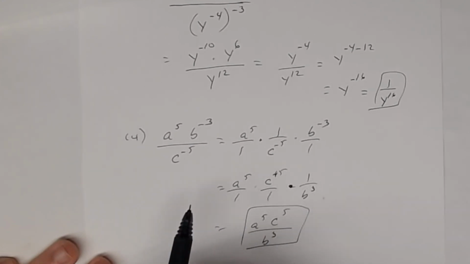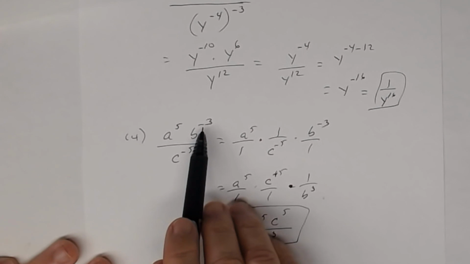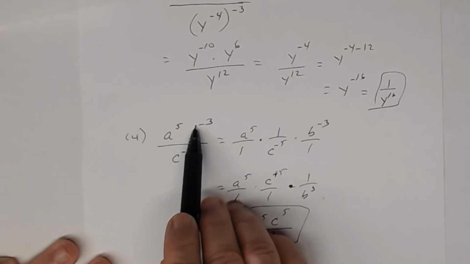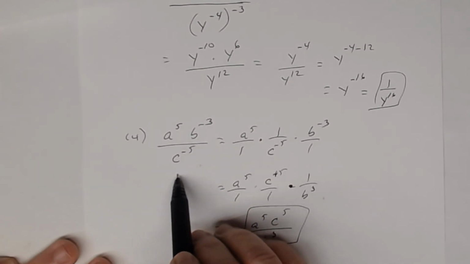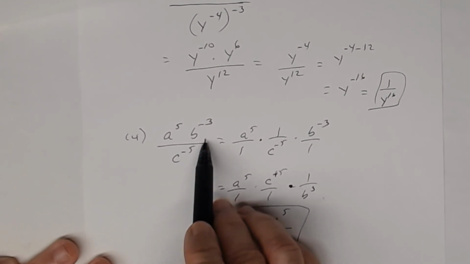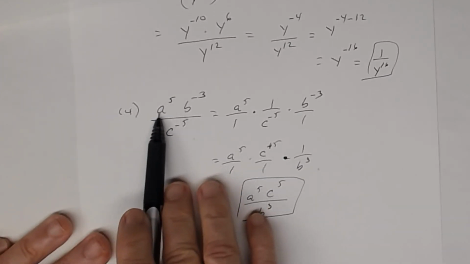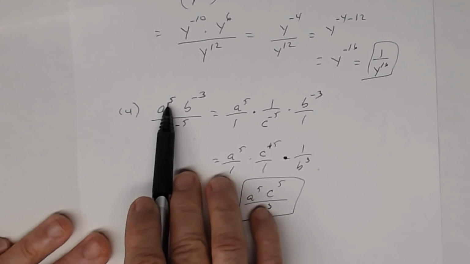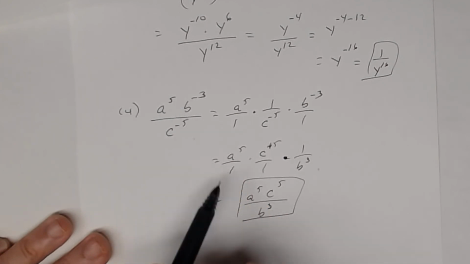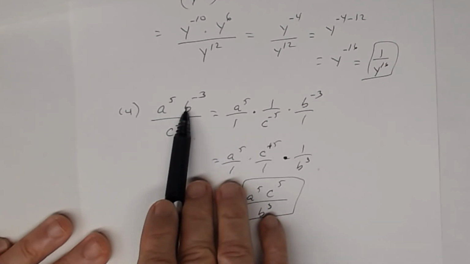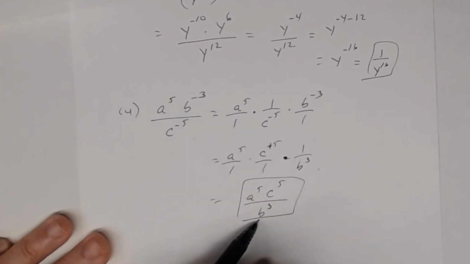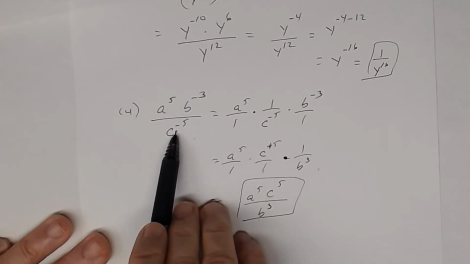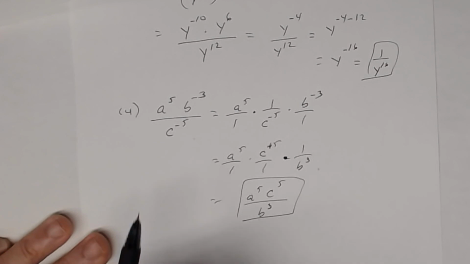Okay? Now, the way that students think about it, though, is this. If it's negative in the numerator, where do you bring it? To the denominator. If it's negative in the denominator, where do you bring it? To the numerator. So this exponent is positive, so it stayed in the denominator. It stayed in the numerator. That's why you see it. B cubed, to make that exponent positive, you bring it to the denominator. C to the negative fifth, to make that exponent positive, you bring it to the numerator.